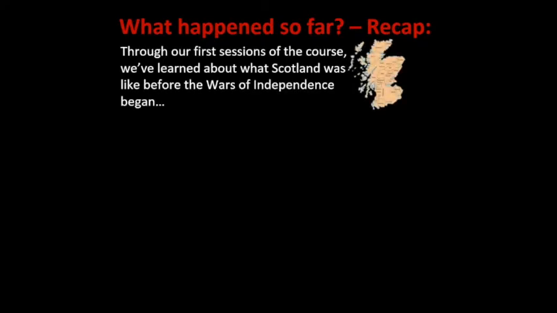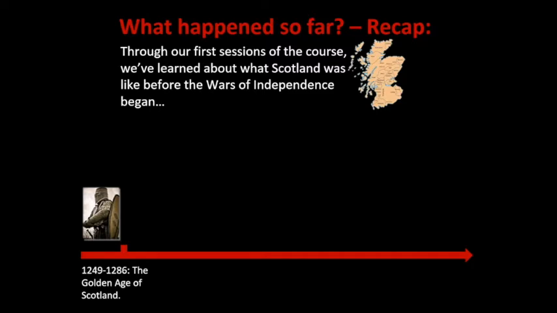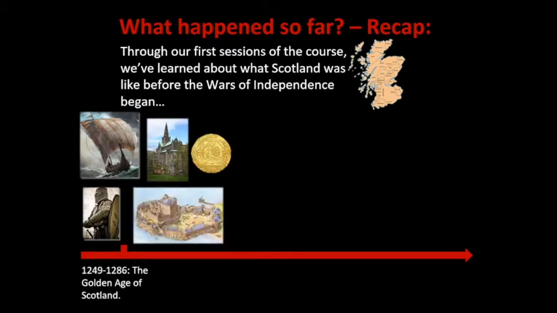Through our first sessions in the last 4 videos we have covered first of all the golden age of Scotland. Now this covered the reign of King Alexander III. 1249 to 1286 saw a period of change where Scotland put a lot of its troubles behind itself, and King Alexander III took the reins and built the kingdom up. He got rid of the Vikings, if you remember, at the Battle of Largs in 1263, which meant Scotland as a kingdom took the Western Isles back.